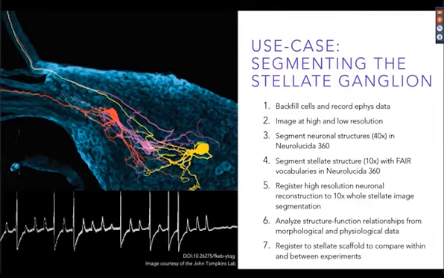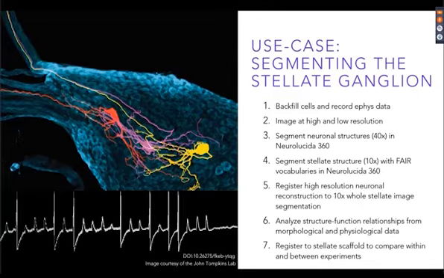Let's explore one example of how a Spark group has utilized the multi-resolution image segmentation strategies our software can provide. This is a segmentation workflow that the John Tompkins Lab at UCLA has used to understand the structure-function relationships of cells within the stellate ganglion. Their lab has backfilled cells within the stellate ganglion and recorded electrophysiology readings of that cell. They then image cells at high resolution to easily distinguish the neuronal pathways and image the whole stellate ganglion at low resolution. They segmented the neuronal structures in a high-resolution image using Neurolucida 360.